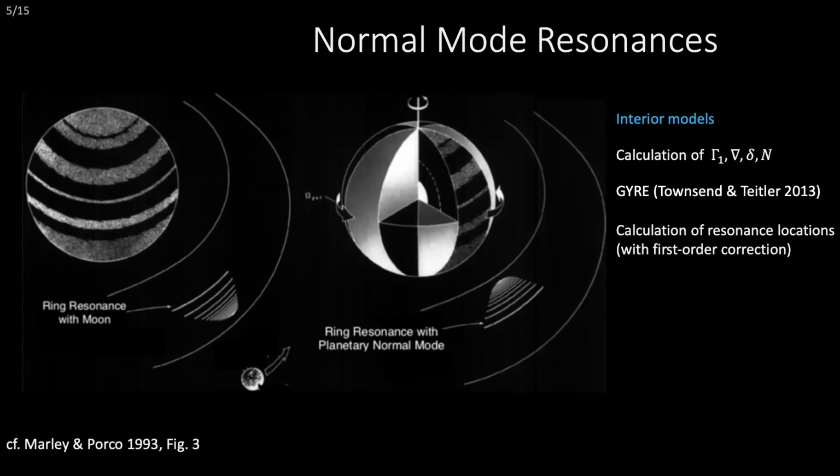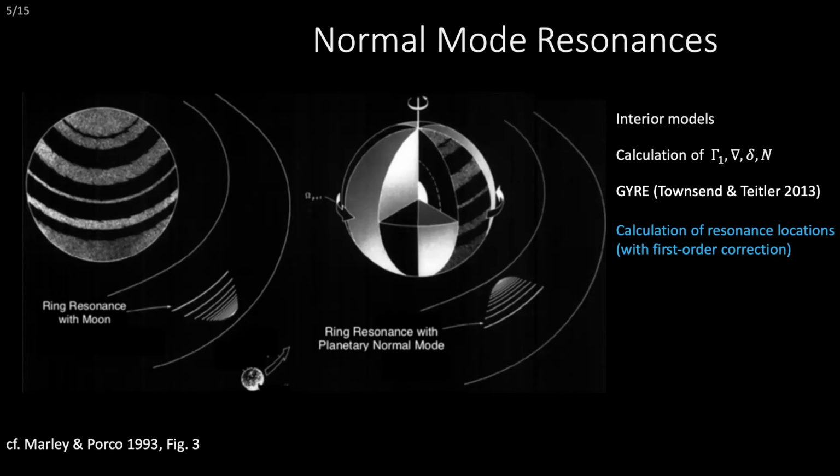So to calculate the normal mode resonances, we start with our interior models. We calculate a few derivatives and the Brunt-Väisälä frequency, and then we put them into a format that GYRE, the stellar oscillation code, can accept. GYRE tells us the frequency omega and the rotational splitting coefficient beta. We can then calculate the pattern frequency of each normal mode seen from inertial space. Resonance locations are found where m times the difference between the planet's rotation rate and the pattern frequency equals a positive or negative integer times the horizontal or vertical epicyclic frequency, depending on which type of resonance is sought at that radial location.